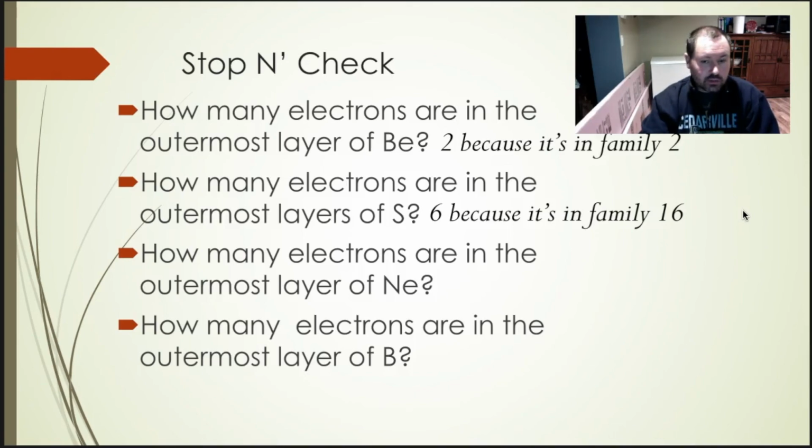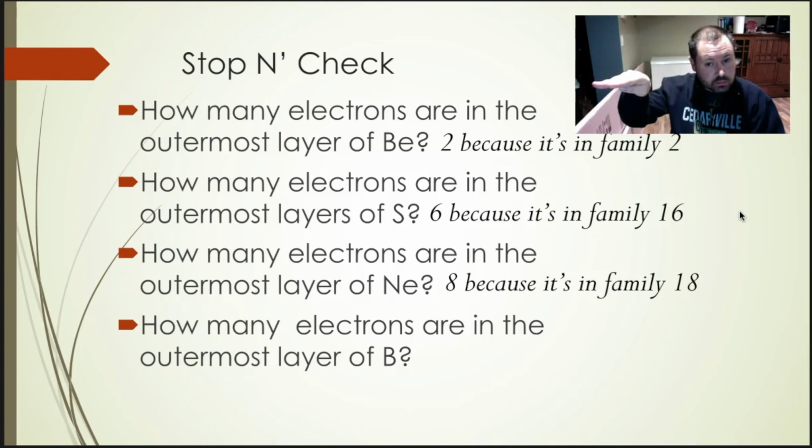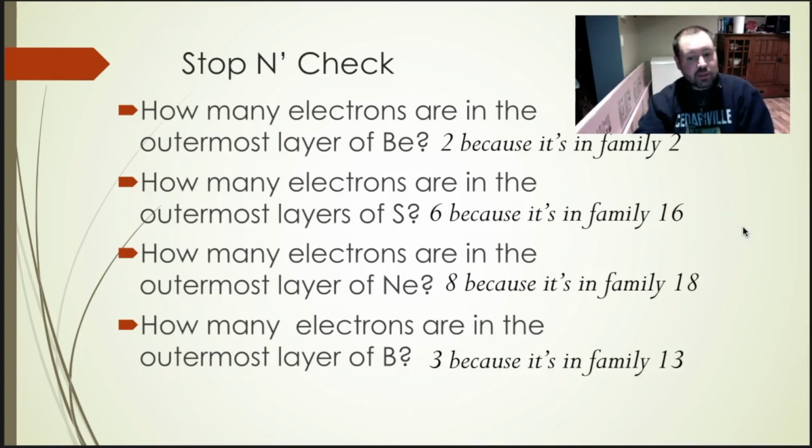How many electrons are in the outermost layer of neon? Hint, it's all the way to the right on your periodic chart. It's in family 18. So how many valence electrons does it have? It has 8. And how many electrons are in the outermost layer of boron? Boron's in period 2, but what family is it in? It should be in family 13, so therefore it has 3 valence electrons. It's got 3 valence electrons. All right, let's keep going.